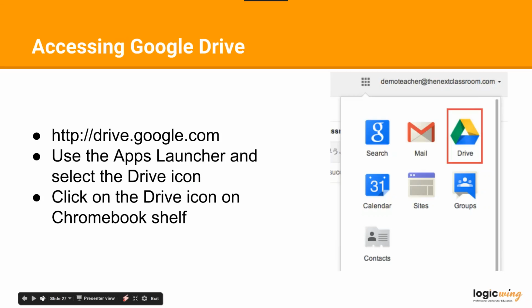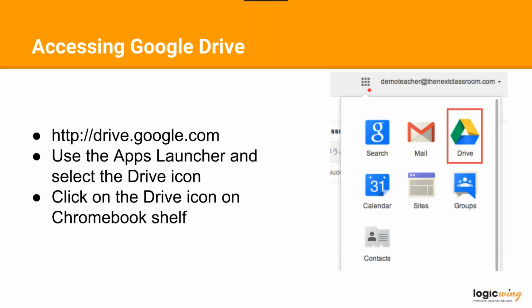So what happens once you have your files and you need access to them? Well, the first thing is you want to make sure you know how to get access. So I mentioned drive.google.com before, so you can type that into a browser window. You can use the Apps Launcher and select the Drive icon. The Apps Launcher on your Chromebooks and in your browsers looks something like this.